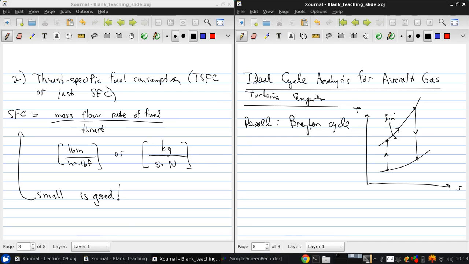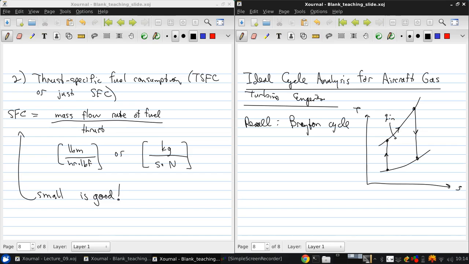So there's three processes here: reversible adiabatic compression, constant pressure heat addition, and reversible adiabatic expansion. In this course, we'll only concern ourselves with the ideal case, where the compressor, turbine, and nozzle expansion are isentropic. Now, the ideal cycle analysis deals with the engine's thermodynamics only, and doesn't worry about how the engine accomplishes the thermodynamic processes. We'll get to that soon.